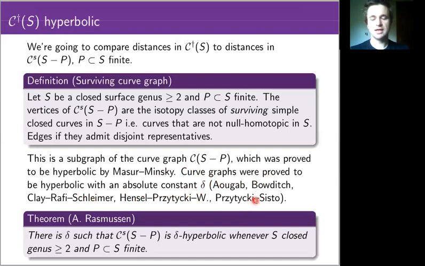Later on, Przytycki and Sisto gave a purely curve surgery theoretic proof based on the ideas of Hensel, Przytycki, and myself earlier. Alexander Rasmussen used these curve surgeries to show, with a harder argument, it turns out, because these graphs are harder to understand, that there is an absolute constant delta such that the surviving curve graphs are delta hyperbolic whenever S is some closed surface of genus at least 1 and P is a finite subset. So this is important for us today.